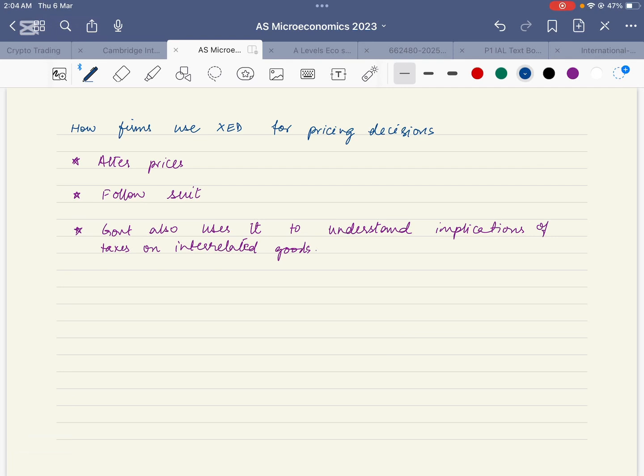So how do firms use cross elasticity of demand for pricing decisions? They use the value to alter prices or to follow suit. If the goods are perfect substitutes, they will follow suit because nobody would want to let go of some of their market share. They would need to alter prices if the products are again substitutes. If the price of one increases, they would want to lower their own prices a little so that demand for their products will automatically increase more, right?